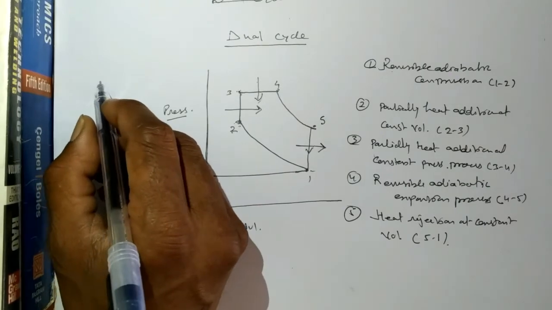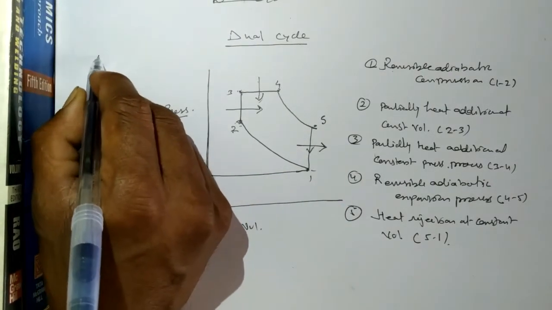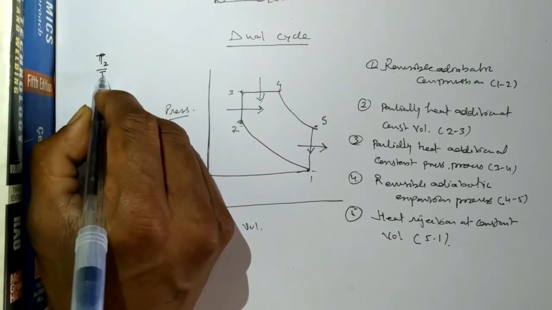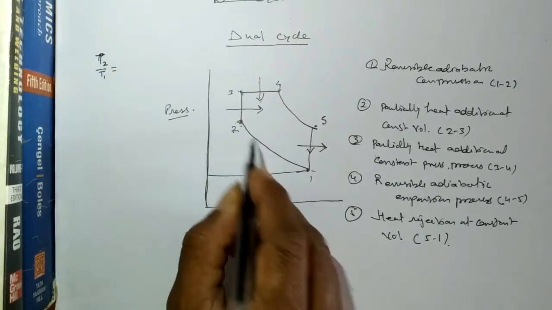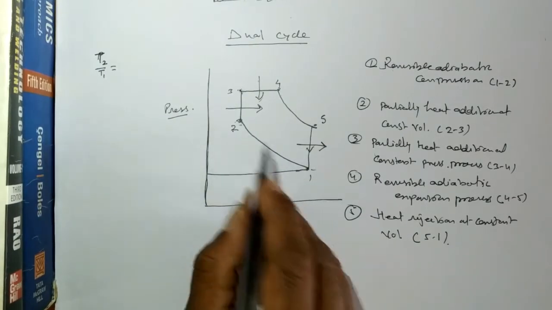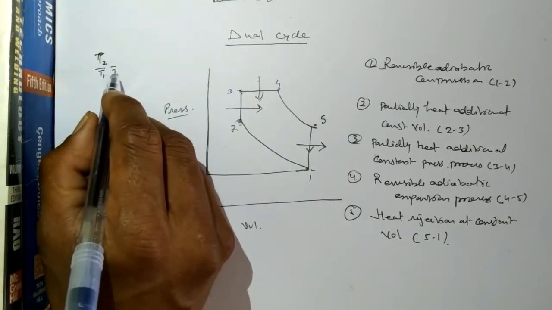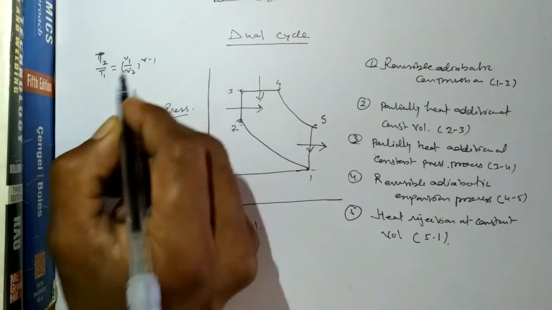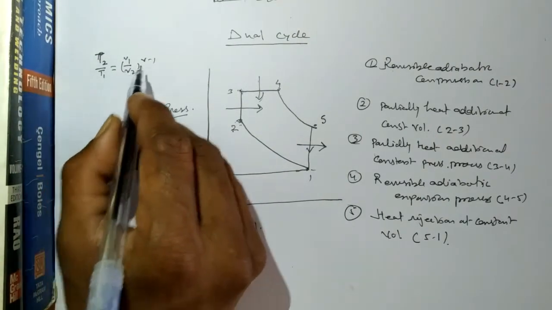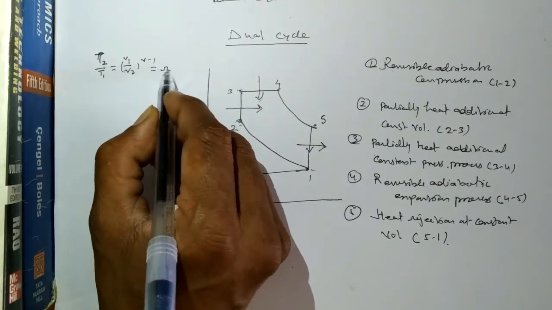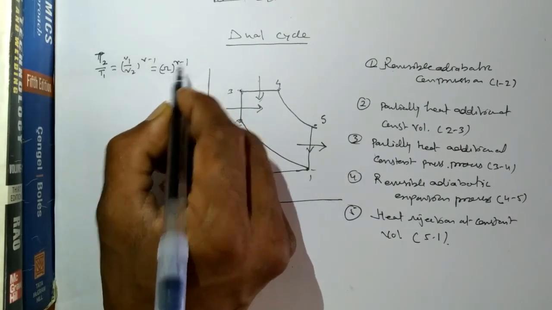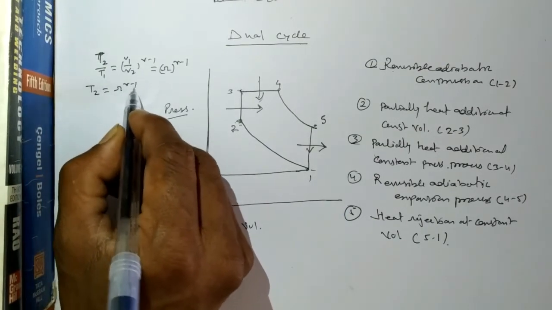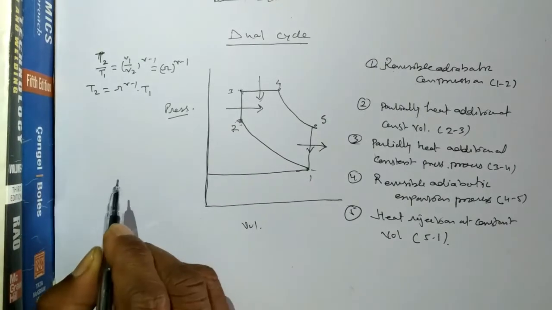As we know, T2/T1, since the process followed from 1 to 2 is reversible adiabatic, equals (V1/V2)^(gamma-1). As we know, V1/V2 is called the compression ratio, defined by the term r. So the value of T2 is equal to r^(gamma-1) times T1.